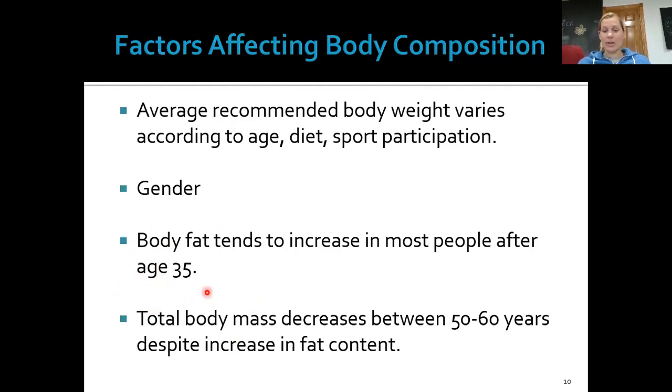The reason for this is probably a decrease in activity level and an increase in calorie consumption, just ever so slightly. And then total body mass is going to decrease between the ages of 50 to 60 years old, despite an increase in fat content. So if we're not careful and diligent about doing strength training and doing something to maintain the muscle that we have, it's very easy to lose that in those later years. We're going to start to see muscle mass decrease at those points.